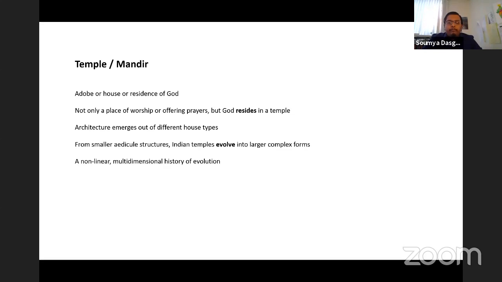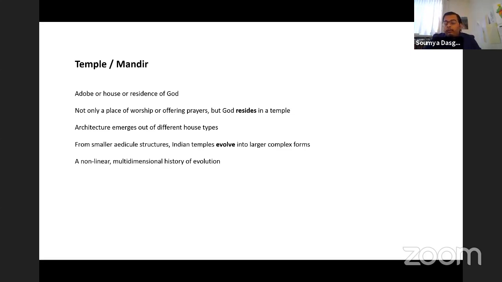So very simply, to get started with, a temple, also known as mandir in many Indian languages, is basically a house or residence of God. It literally means that it's a house of God, or that's the architectural idea of understanding a temple. I emphasize it again by saying that it's not only a place of worship or offering prayers, but God resides in a temple.